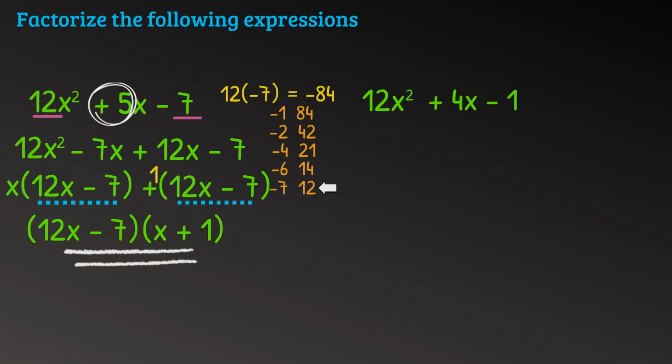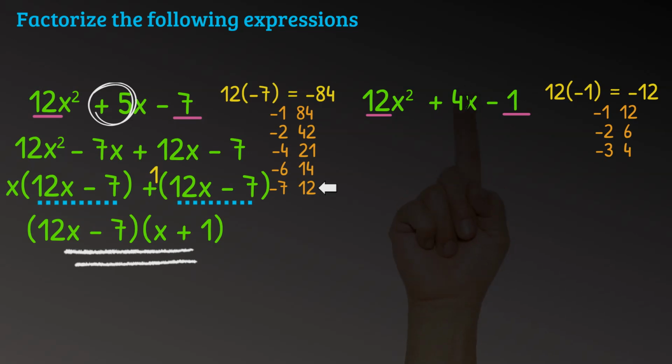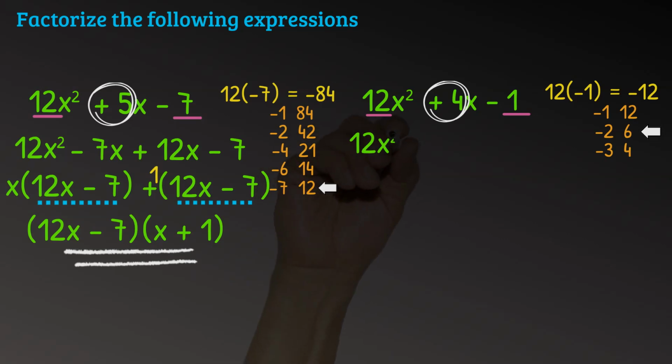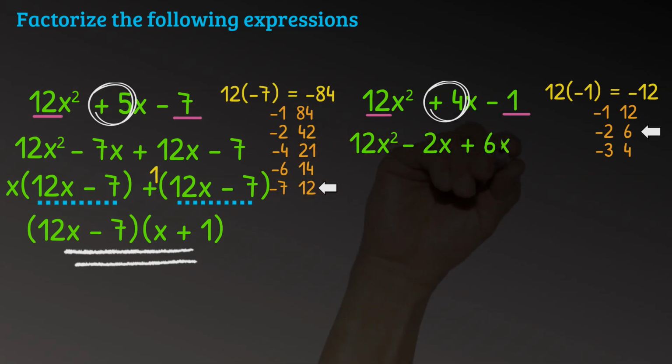And for the final example, we start by multiplying 12 by minus 1, giving us minus 12. These numbers multiply together to give us minus 12. They also need to add up to give us plus 4, so we use minus 2 and 6. We replace plus 4x with minus 2x plus 6x.